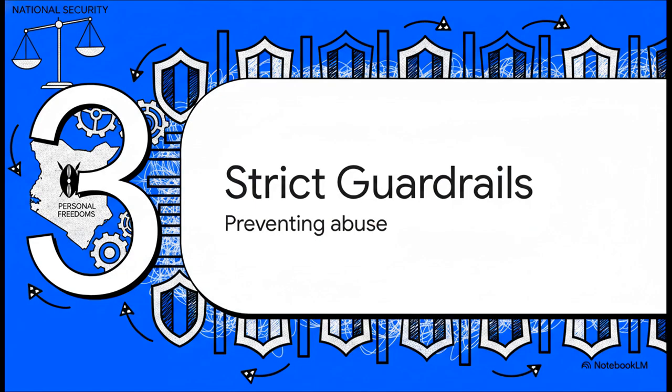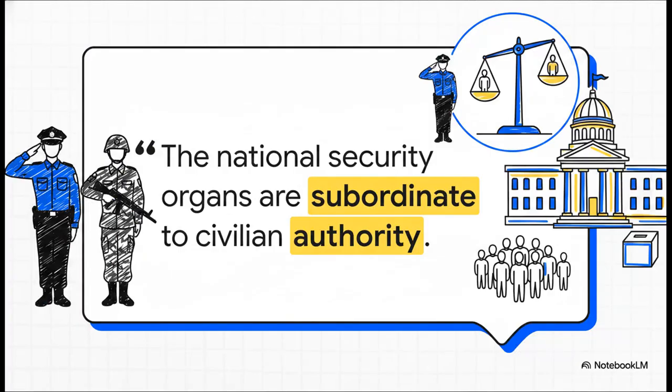Now, giving institutions the power to use force and gather intelligence is dangerous if left unchecked. So, Section 3, the constitutional guardrails. I really want to pause on this quote because it is literally the bedrock of a democratic society. Article 239, Clause 5 states, "The national security organs are subordinate to civilian authority." What does that actually mean in plain English?